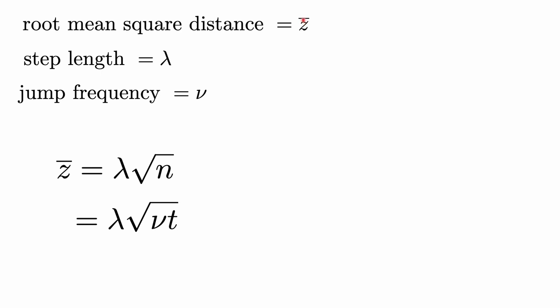Now let's call the root mean square distance z bar, and say the step length is not unit but is a value lambda in interatomic spacing, and that the frequency with which atoms attempt jumps is nu. Then z bar is equal to lambda times the square root of the number of jumps. And the number of jumps is simply equal to the jump frequency times the time. And therefore, z bar will be proportional to the interatomic spacing multiplied by the square root of the jump frequency and the time.